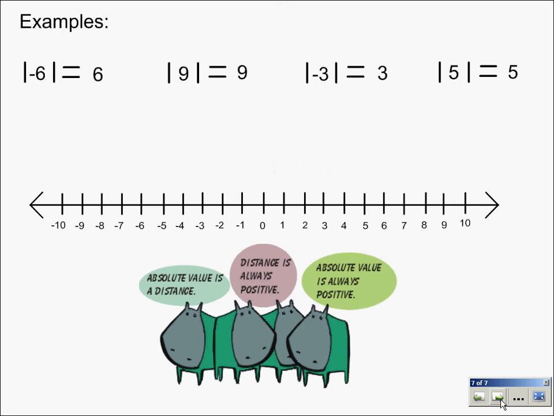Remember that absolute value is a distance. Distance is always positive. Therefore, absolute value is always positive.